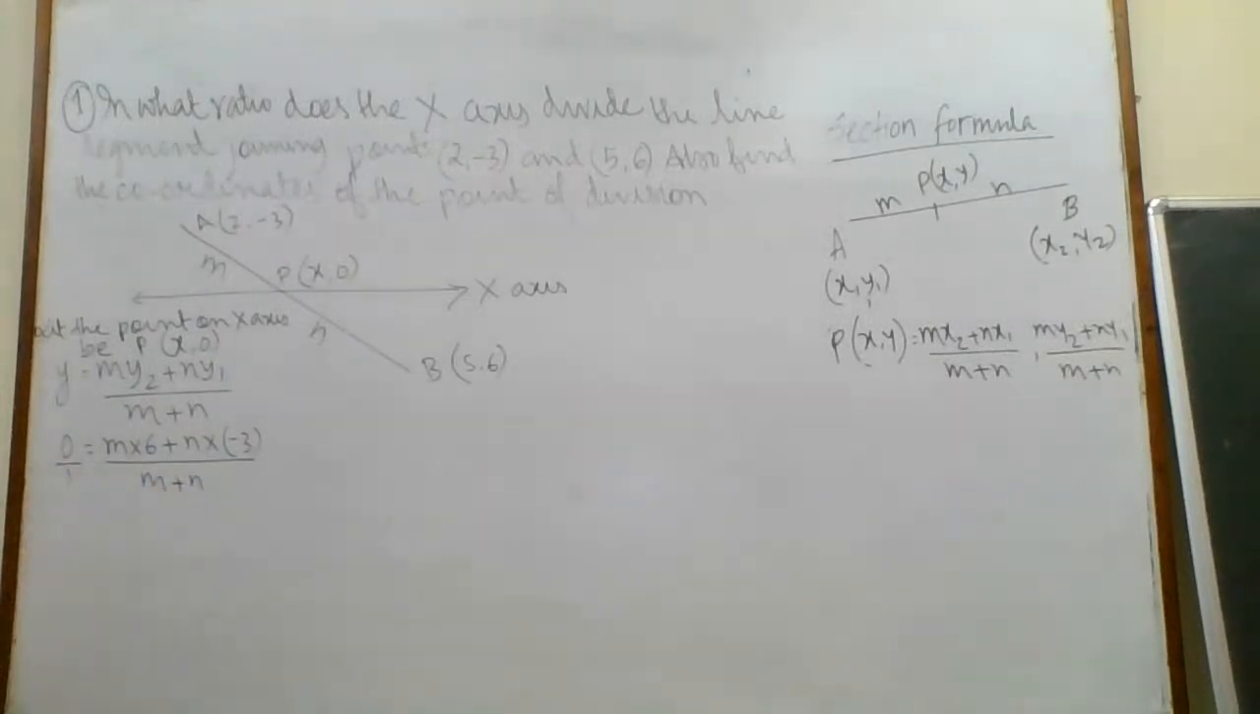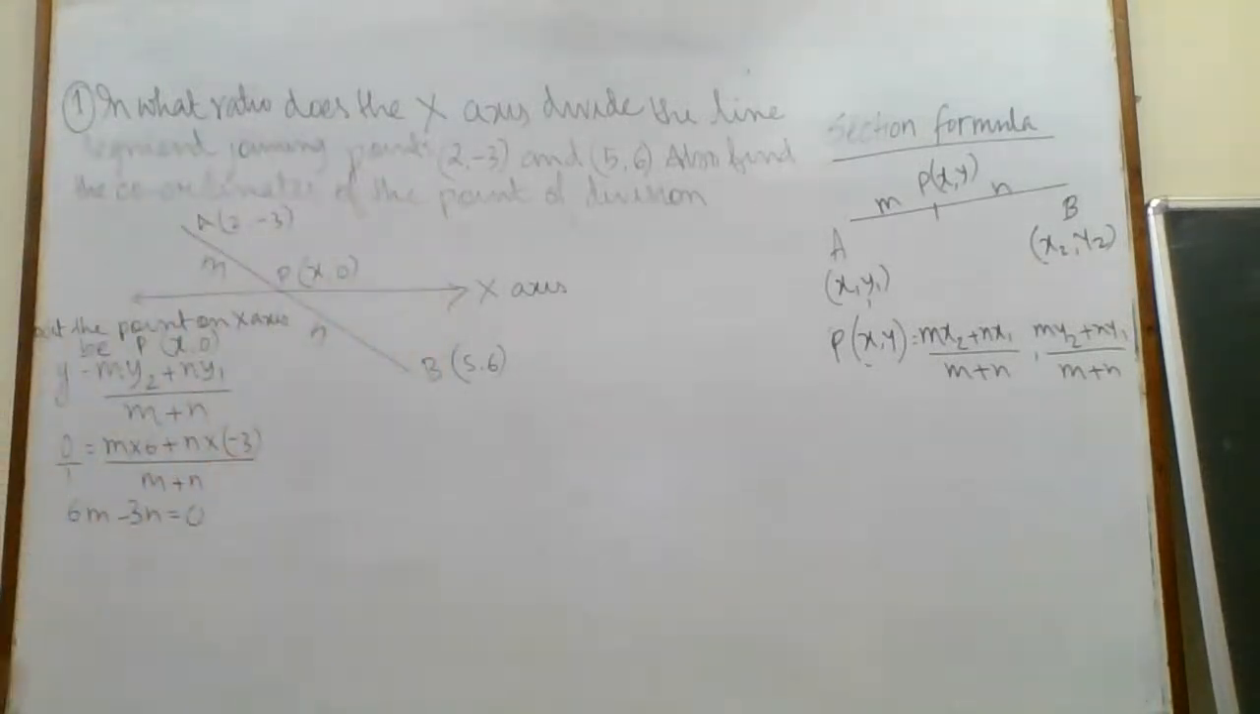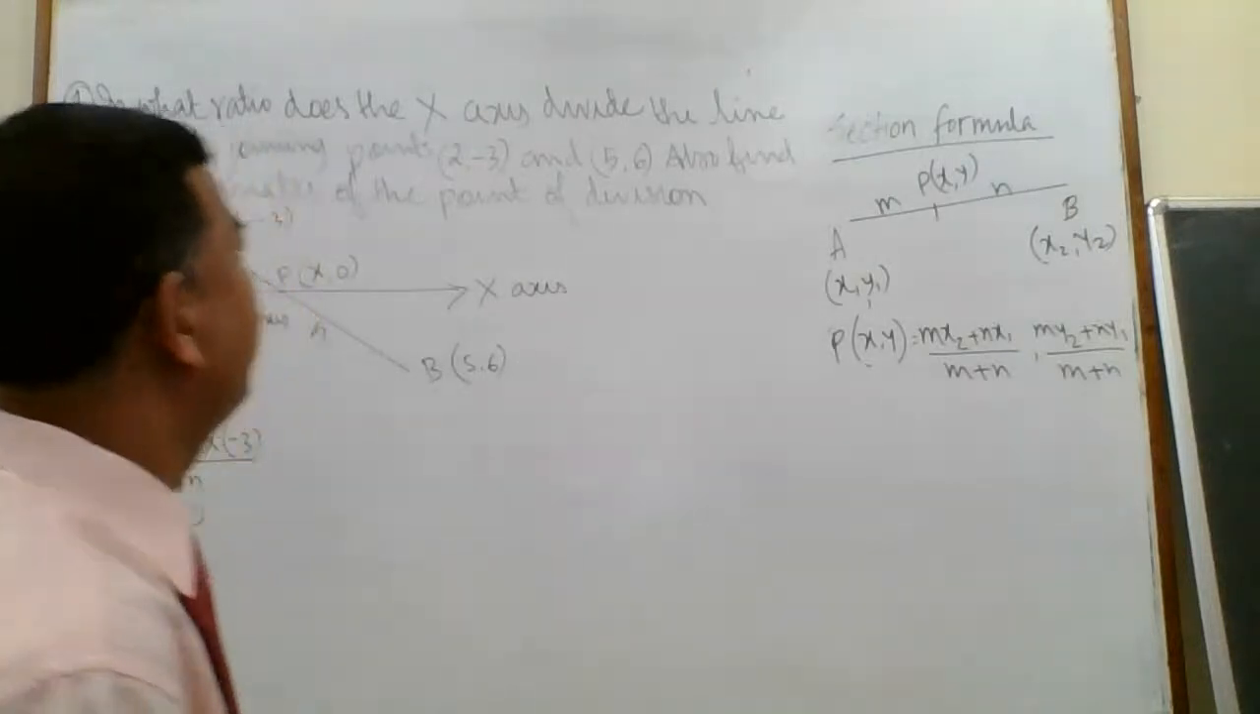Here 0 means 0 by 1. If you cross multiply, 0 into m plus n will be 0 only, and 1 into anything is itself. So m into 6, 6m, n into minus 3, minus 3n. So what we find is 6m minus 3n equal to 0. From there, 6m is equal to 3n. What does 6m mean? 6 multiplied by m. Similarly, here also it is 3 multiplied by n.